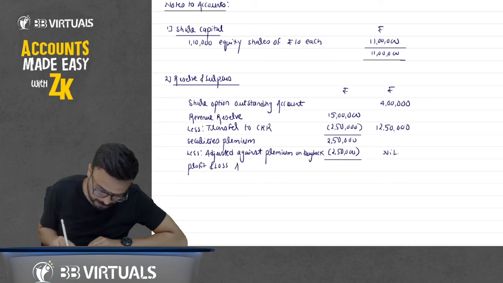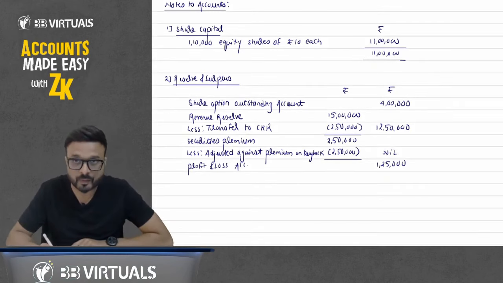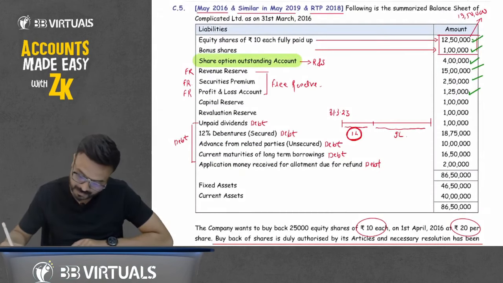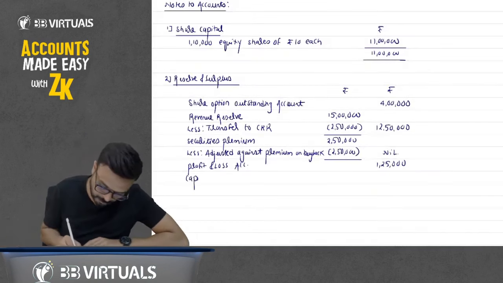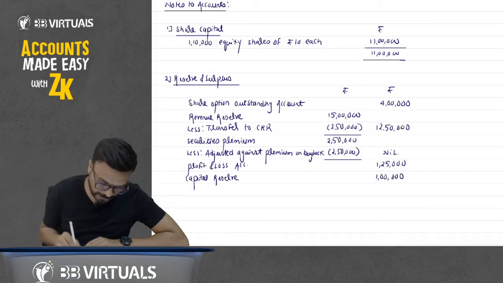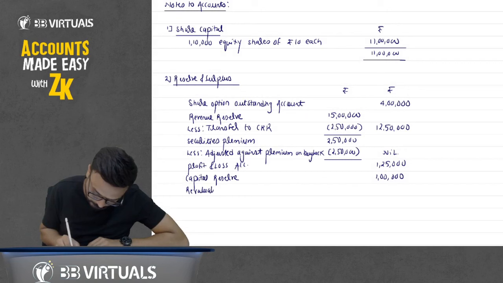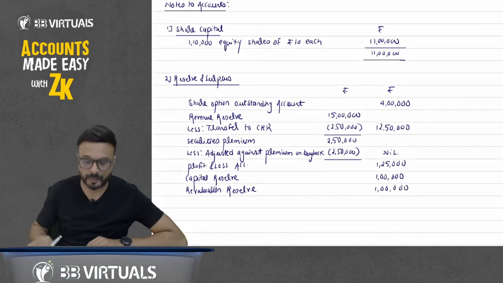How much balance do we have in profit and loss account as given in the question? 1,25,000. Then we have capital reserve 1,00,000 and revaluation reserve 1,00,000. Write down capital reserve 1,00,000. Then revaluation reserve, we have 1,00,000.